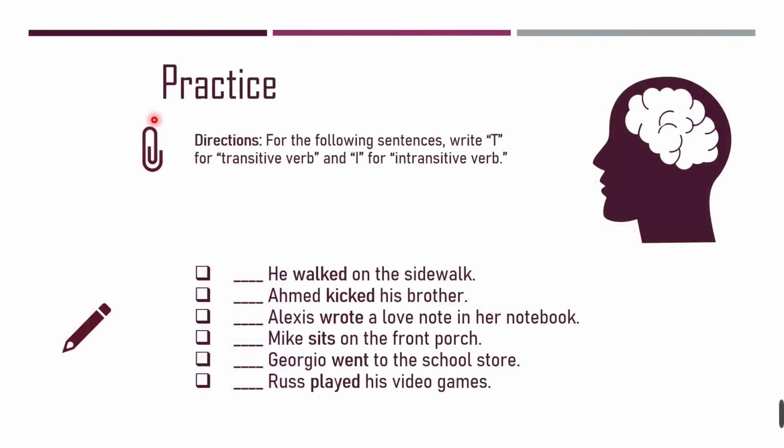In this practice, I want you to pause the video and try to find whether these sentences have a transitive verb or an intransitive verb. For transitive, you have to write T, and for intransitive, you have to write I. Pause the video and try to answer this practice.